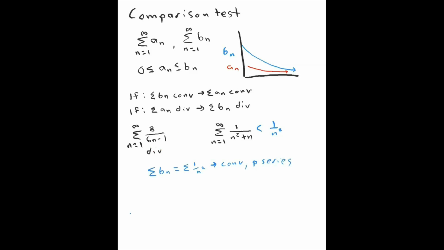For our second example, we compare a series to 1 over n squared, which is a series that converges by the p-series test. So we know that 1 over n squared plus 1 converges by the comparison test.